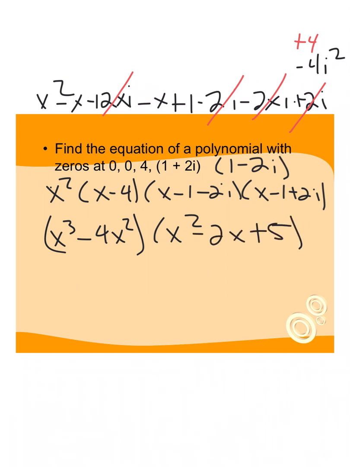All right, our final task is to multiply our two expressions together, x cubed minus 4x squared, and then x squared minus 2x plus 5. We do get something a little complicated when we finally multiply that together. We get x to the fifth minus 6x to the fourth plus 13x cubed minus 20x squared.